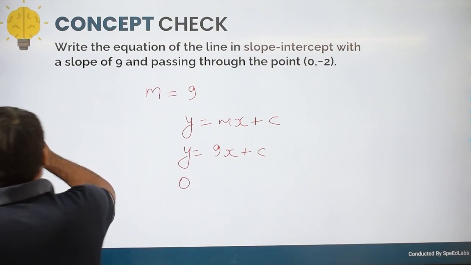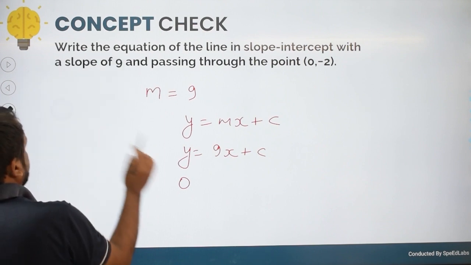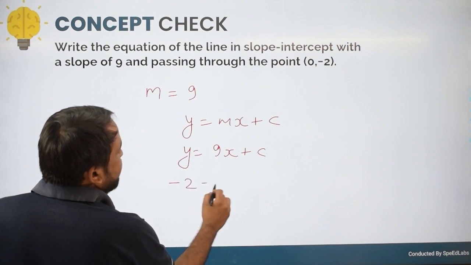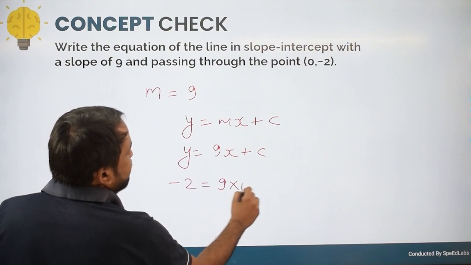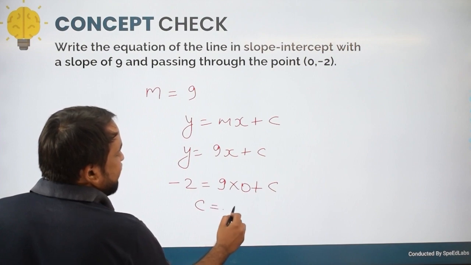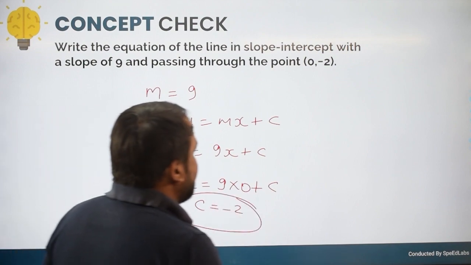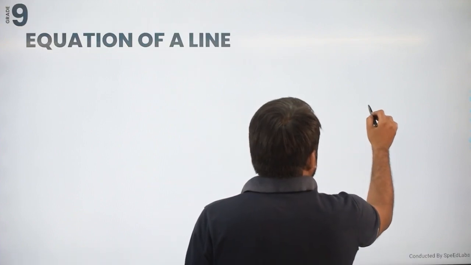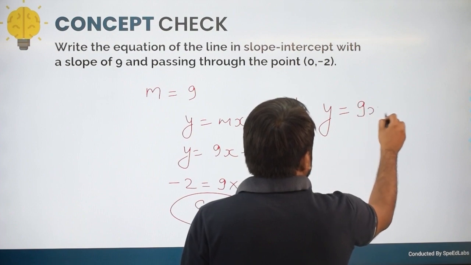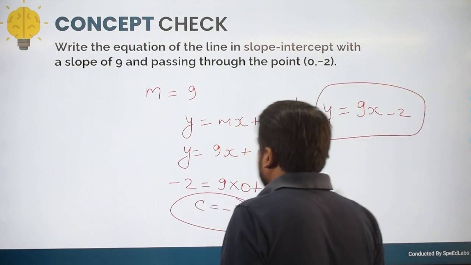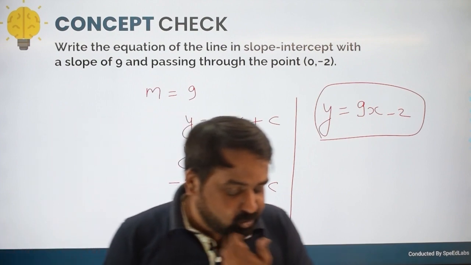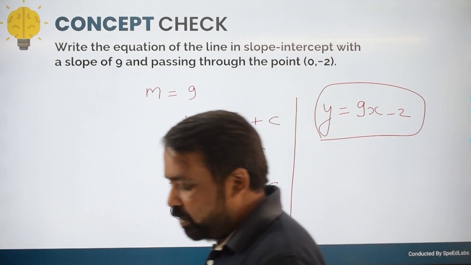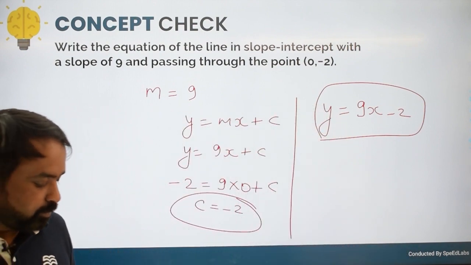So this is minus 2 equals 9 multiplied by 0 plus c. So that means the value of c is directly minus 2, as you can see here. So directly we can find the equation: y equals 9x minus 2. This is the equation of the line. Already the slope was given to us, and by substituting the coordinates we have found the value of c also. So y equals mx plus c, we can directly find the value here.